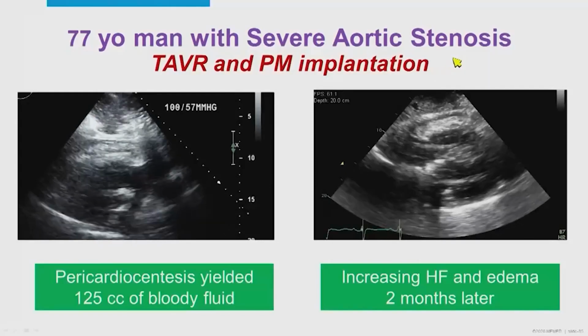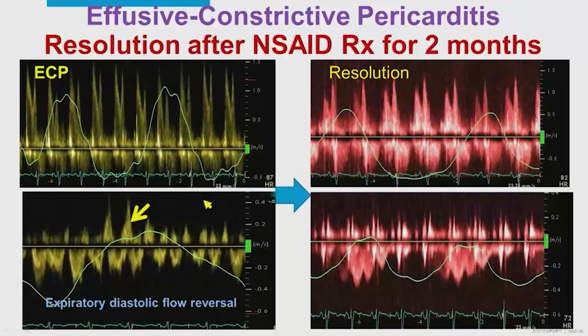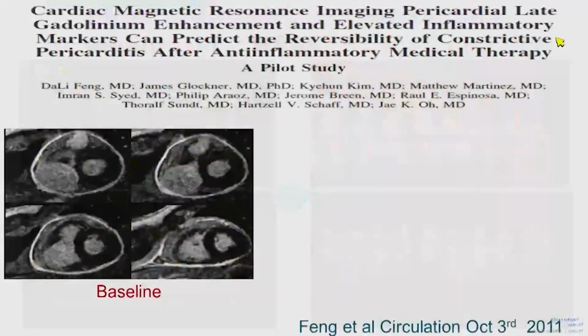Okay, and we have a Doppler echocardiography showing, similar to constriction, the hepatic vein and the mitral inflow velocity. We treated this patient with NSAID and colchicine for 2 months, and then the mitral inflow velocity and the hepatic vein all normalized, and the patient's symptoms all went away. So if we identify patients with effusive constriction early on, we can actually manage their constriction by medical therapy.